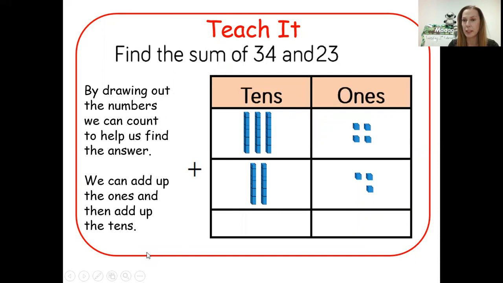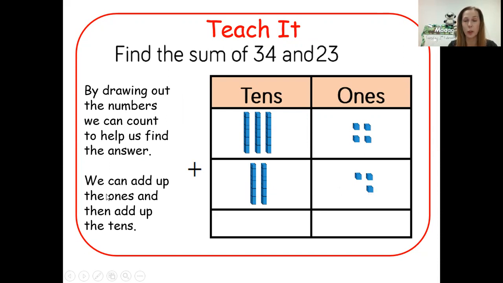So this is a different representation of adding two-digit numbers together. We've got it laid out in columns, the picture. So rather than being next to each other, they're underneath each other, okay? So we're drawing out the numbers we can count to help us to find the answer. So here it says we need to find the sum of 34 and 23. So we've got 34 at the top and 23 here.